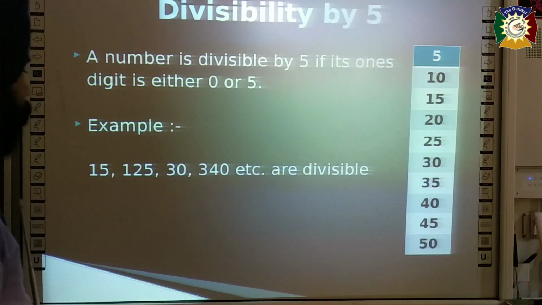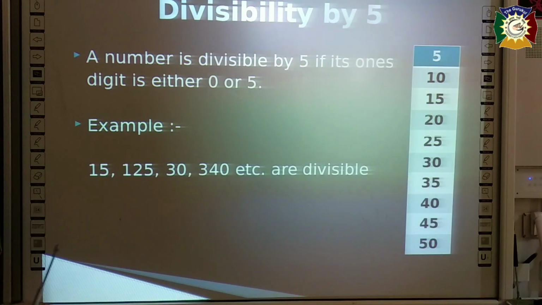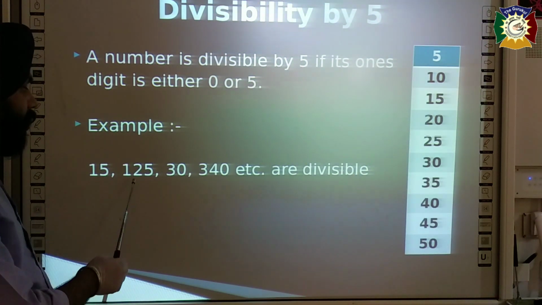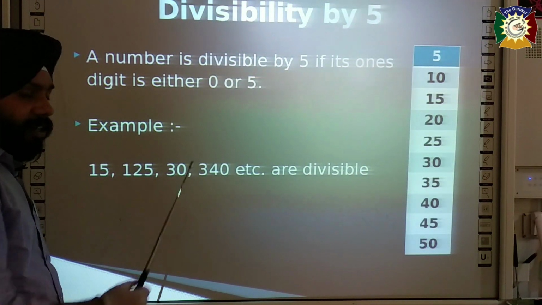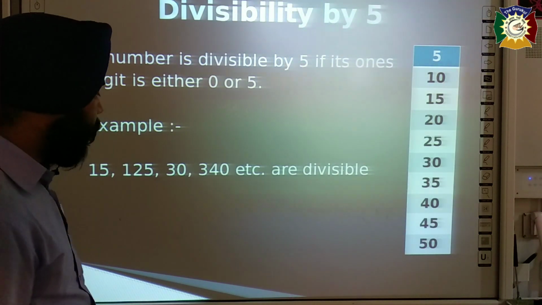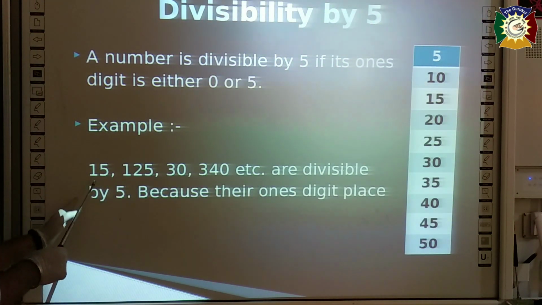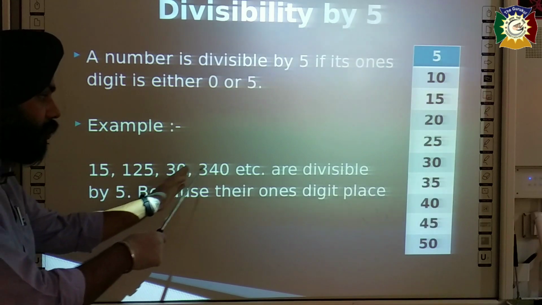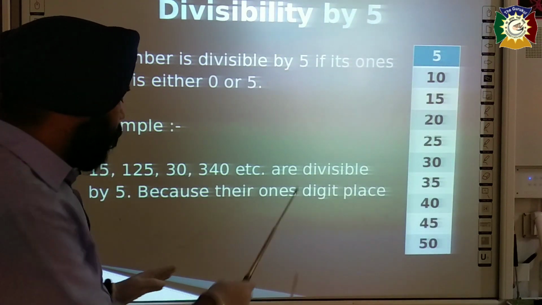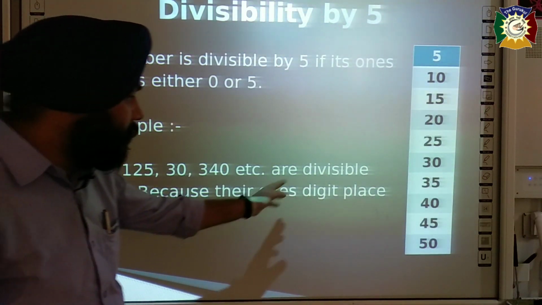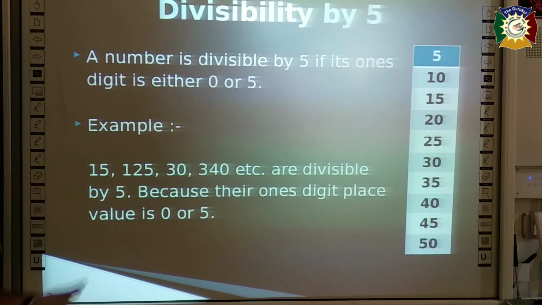For example, look at the numbers 15, 125, 30 and 340. The unit place values of these numbers are 5, 5, 0, 0. So we can say these are divisible by 5 because their ones digit is 0 or 5.